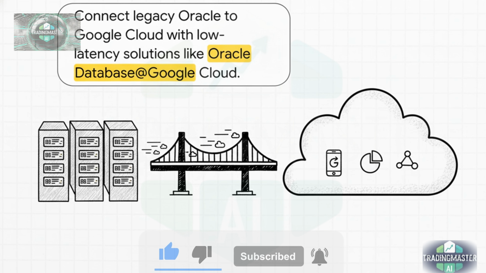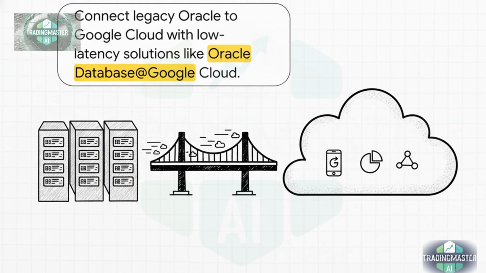A classic example is bridging the old and the new. A lot of companies depend on these huge, critical Oracle databases. Migrating them is a massive, risky project. So instead, you can build an Oracle bridge. With new solutions, you can actually run Oracle's own hardware inside a Google data center. This gives you a super fast, low-latency connection that lets you modernize your apps in the cloud while leaving that critical legacy database right where it is.